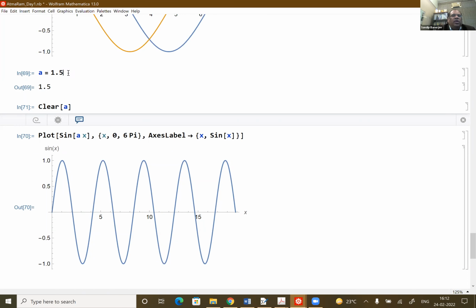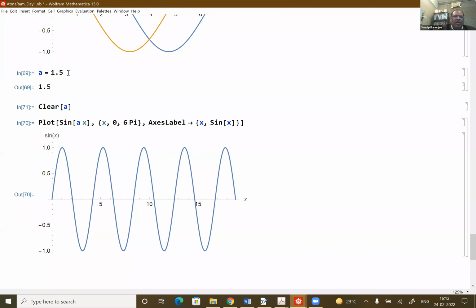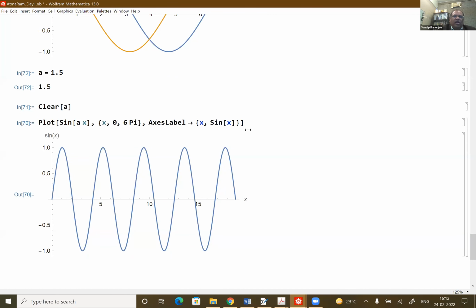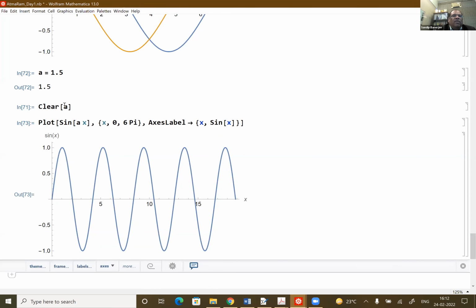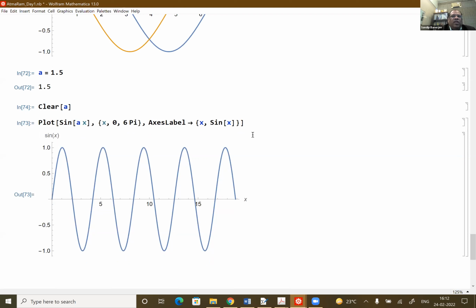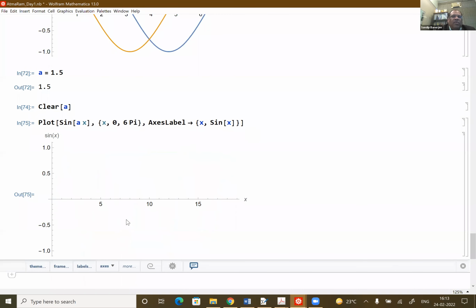Notice now, if I attribute the value a equal to 1.5, you see the color of a changes, and here if I do it, I get the same answer. Whereas if I now clear it, a is not 1.5 now. And if I try to plot this, it will not give the graph. It should show an error because it will be looking for this value a. As you can see, the graph is not plotted because it cannot get the value of a.